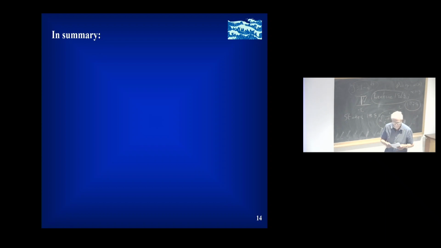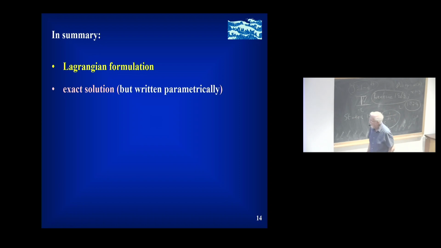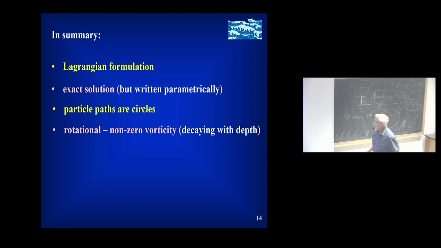exactly at the point of the cusp. Right, so what I've tried to do, albeit rather briefly, is to indicate how one can tackle this very special, very unique problem, the mathematical curiosity of the Gerstner flow, by introducing a Lagrangian formulation. We have obviously got an exact solution. The particle paths are circles, it's necessarily rotational, and the vorticity decays with depth.